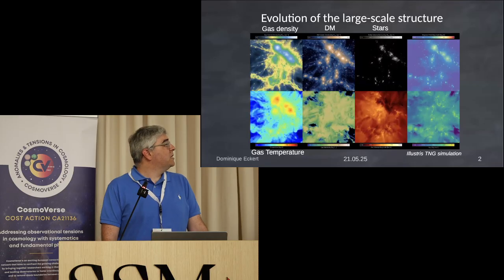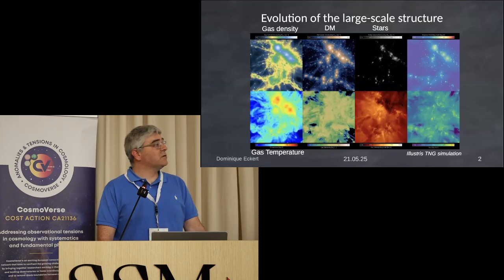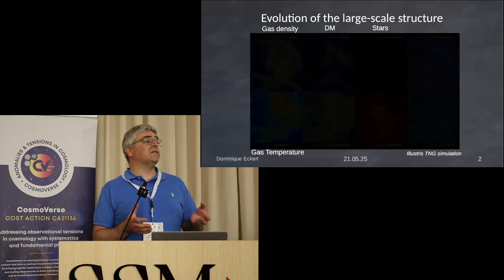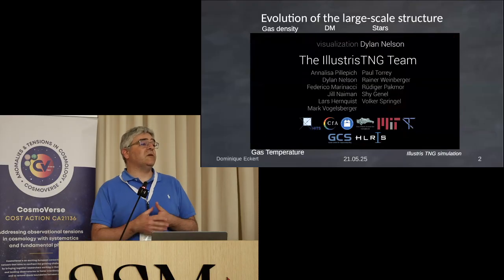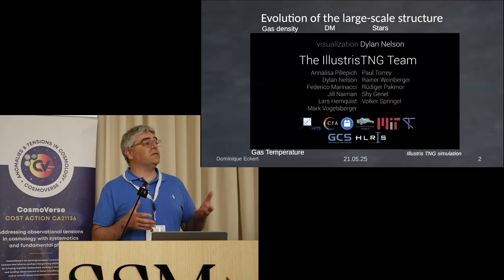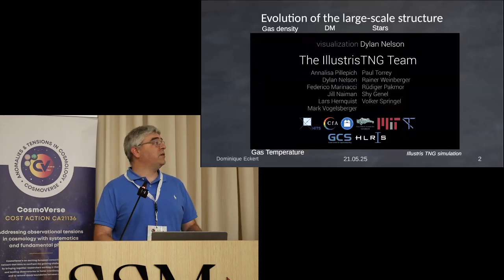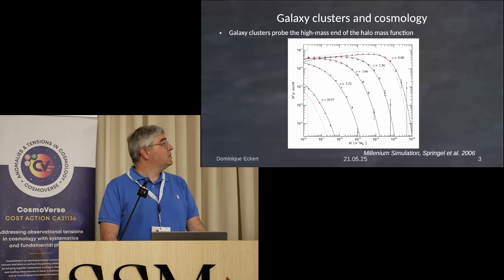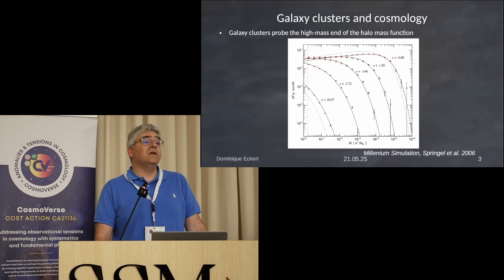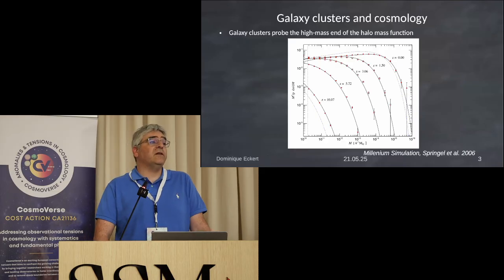So it means that in those massive clusters, there is a lot of gas. Actually, the majority of the baryonic content of these structures is made of gas, and with very, very high temperatures. So how can we use these clusters as a way of understanding cosmology?